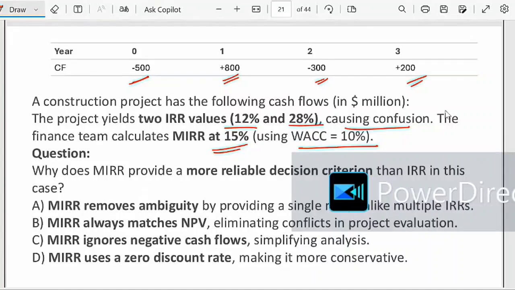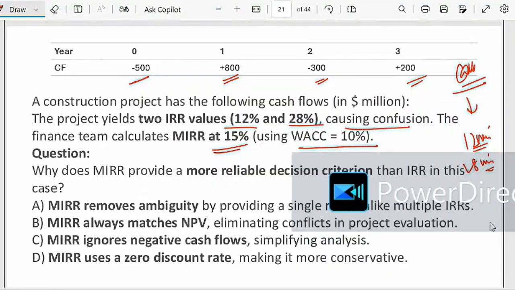So suppose you are baking a cake. You check two recipe books, right? One says bake for 12 minutes, another says bake for 28 minutes, right? You are confused. Will it be undercooked or burned? That is what happens with the multiple IRR, right?